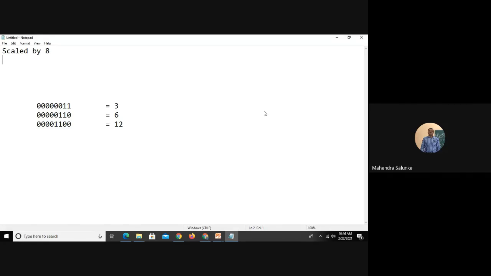When we say multiply by 8, it is 2 raised to 3. So ultimately we have to multiply that number by 2 three times. What is that relation? When we shift any number by 1 bit towards the left, it equals multiplying by 2. So when you shift that particular number towards the left 3 times, ultimately it is scaled by 8. The first time when I scale it, it becomes 6.